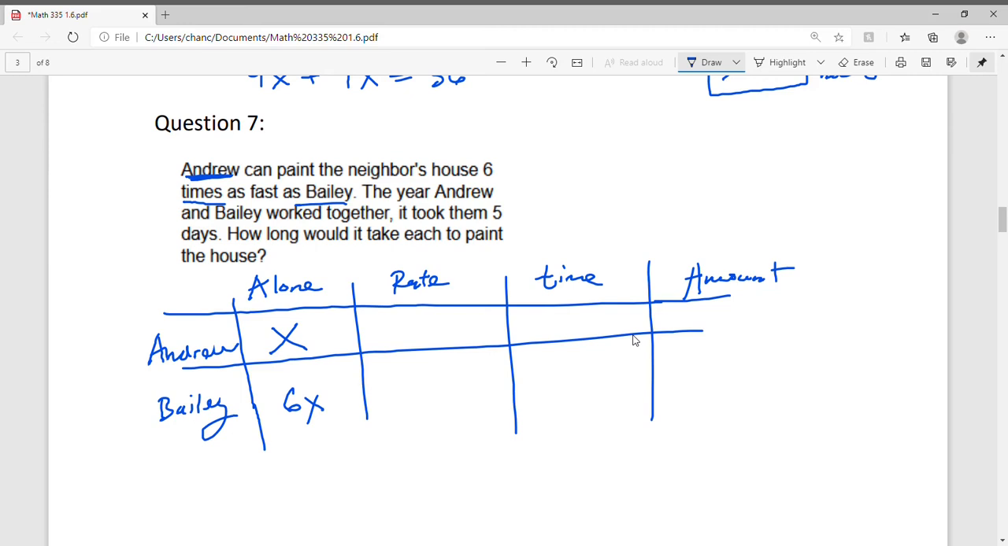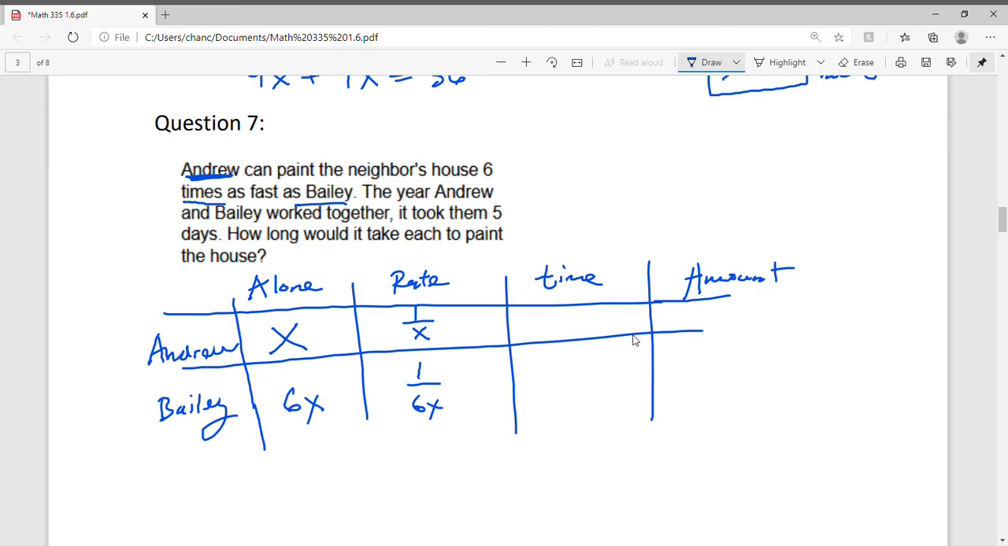Some people think Andrew should have 6X and Bailey should have X, but remember, Andrew's faster. So this should be a smaller number than this number. So X should be Andrew and Bailey should be 6x because he's actually 6 times slower. Now what's the rate? Well, the rate is always the reciprocal of the alone time, so we'll put 1 over x here and 1 over 6x here.